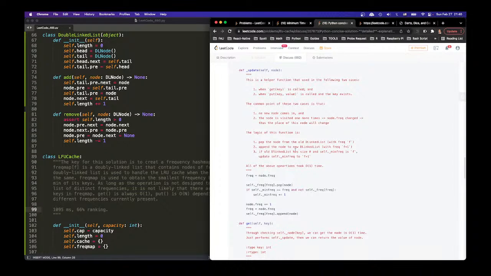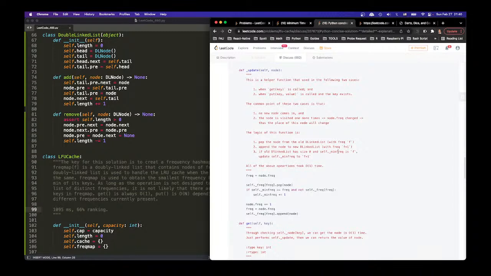Append a node to new, if old has size 0 and self.min_frequency is f, update it to f plus 1. Okay, so this is the key. If old has size 0 and self dot... All right, so we have this, right? So we have this minimum. So we have some minimum.